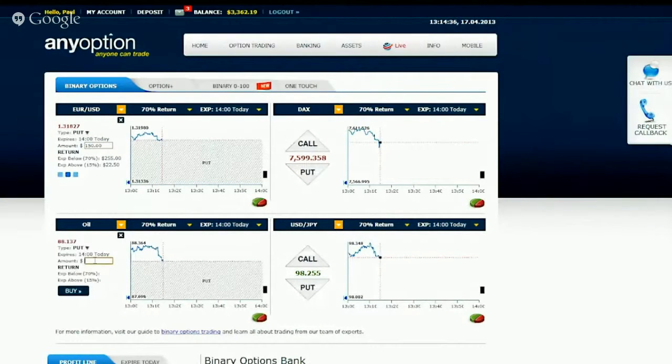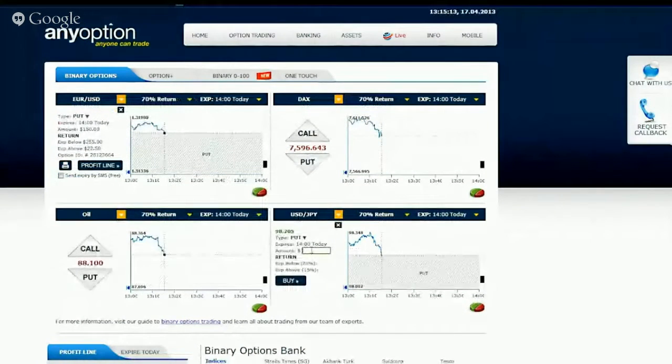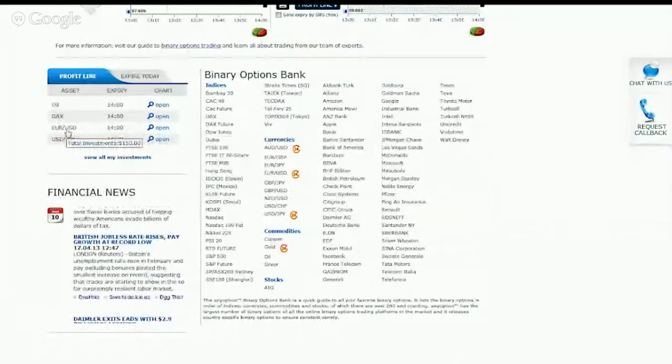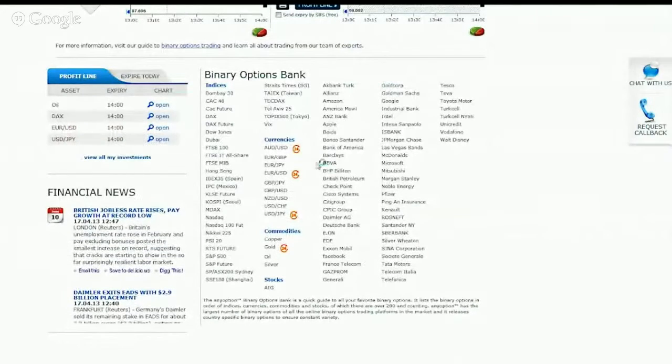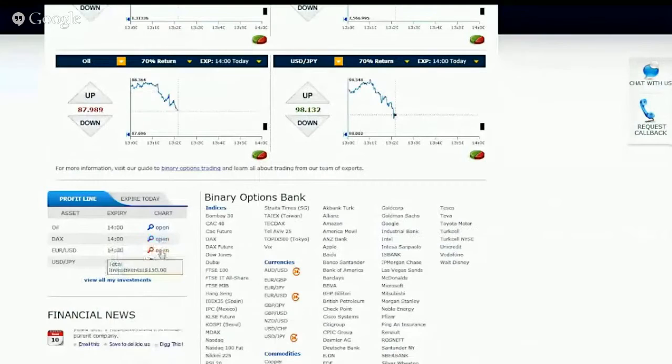Oil is another position I would like to buy. I'll put, I think, $150. And on the USD JPY, I'll also put 100. Currently, my open positions are on oil, the DAX, Euro USD, and the USD JPY. Hopefully, the negative downtrend will go on until the expiry. I have another 45 minutes to see whether the trend I entered is the right trend.